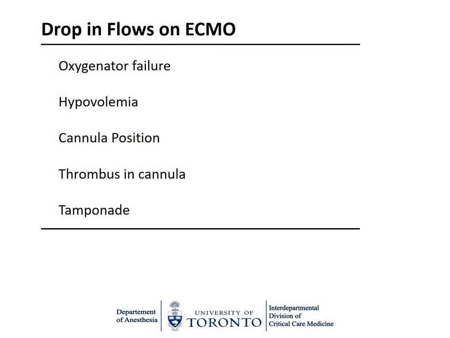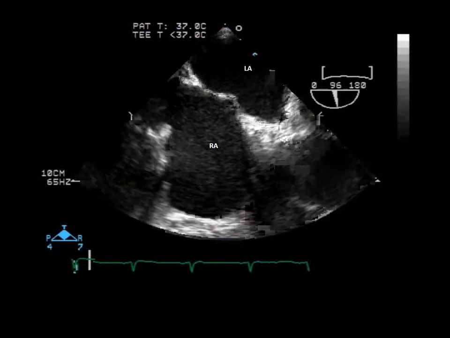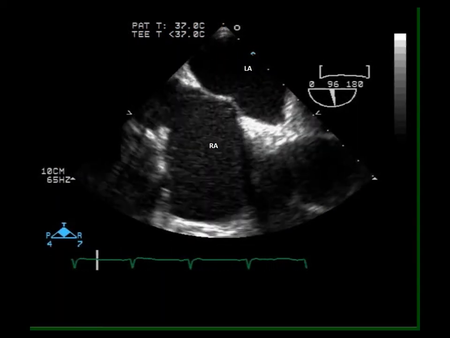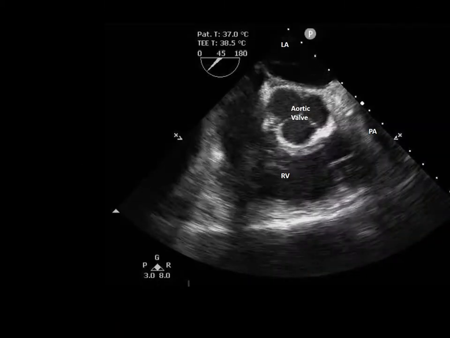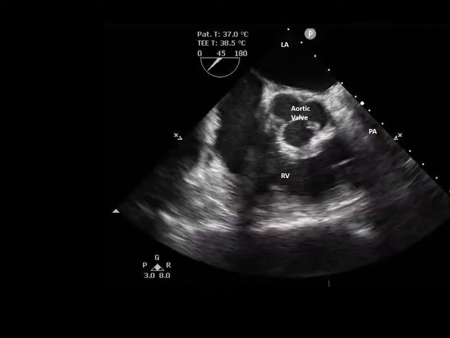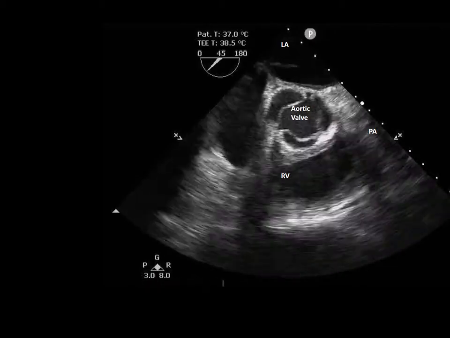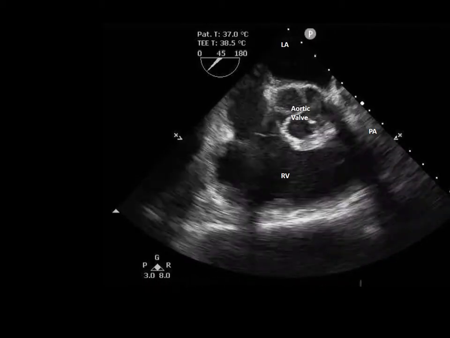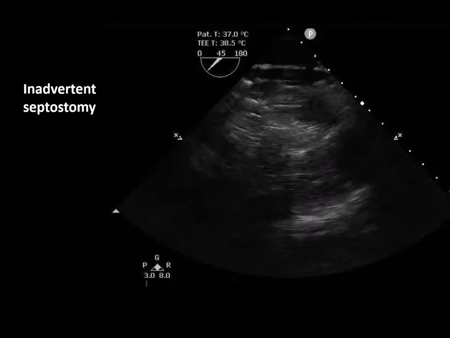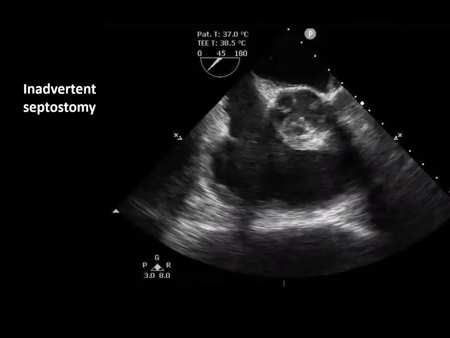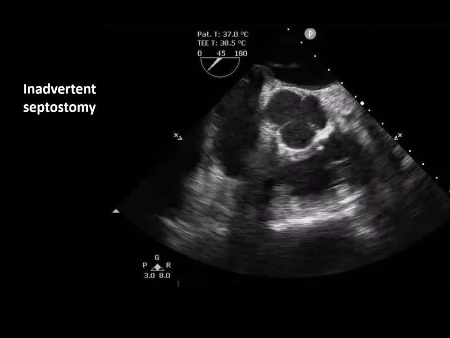So talking about dropping flows, it can be obviously an oxygenator failure that you want to rule out. It can be hypovolemia, or it can be a problem with cannula position, thrombus, or tamponade. This is an example where the cannula was stuck in the septum with dropping flows every time the patient was coughing, so it had to be repositioned. In some centers, they will never advance the cannula. Sometimes we do, but if you have to do so, it needs to be under echo guidance. This is an example where the cannula was advanced without any guidance, and as you can see, that cannula ended up crossing the interatrial septum and was in the left atrium.